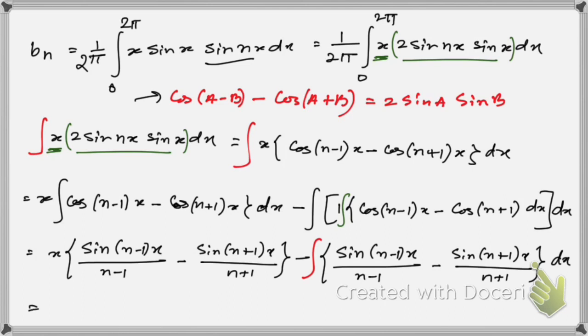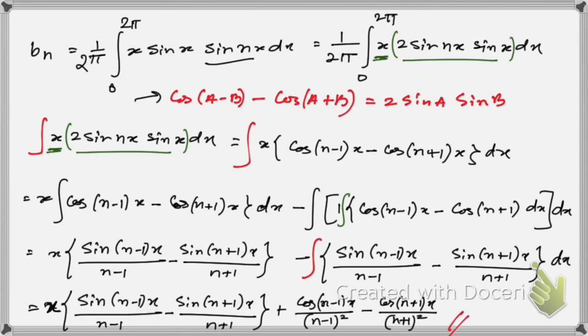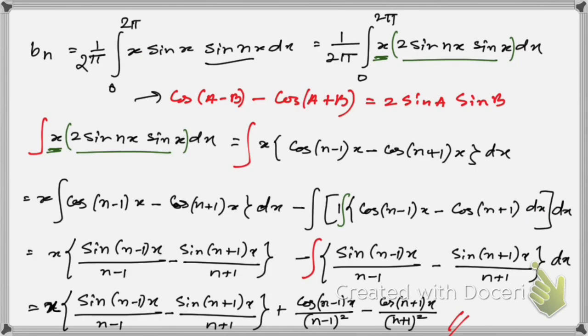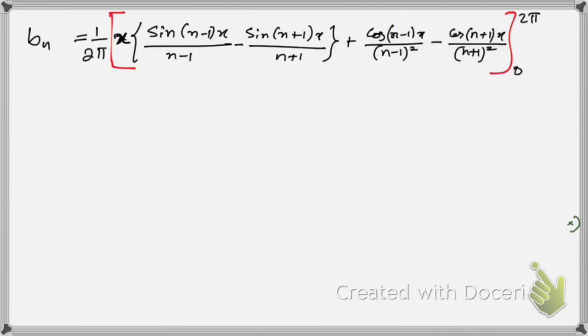Let me write the result directly. This is the result we have got after integration. This is the result of this part only, ignoring the upper and lower limits. So let me use this result here. We are going to put limits here, 0 to 2 pi, to get bn. Finally we have got this result, 0 to 2 pi. So this is the bn we have got.